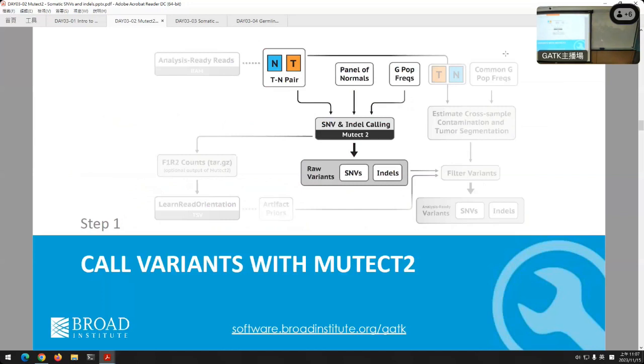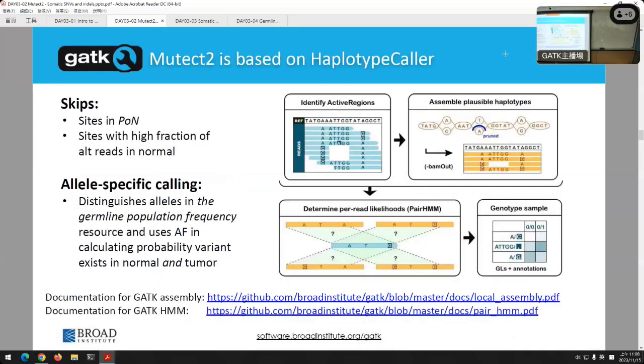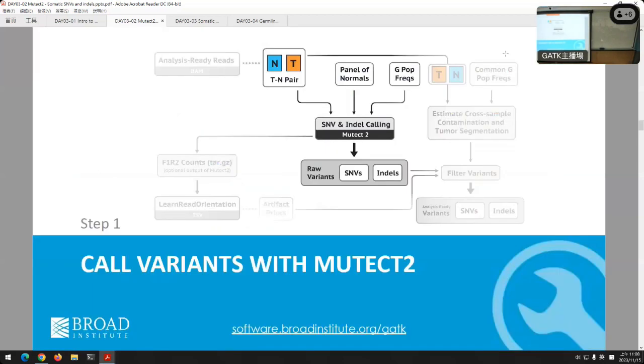So we've got our tumor normal pairs, our panel of normals, our population frequencies. We go into MuTect, we call some variants. What now? From that point, we move on to our filtering steps. We have several of those. There's a nice little box that says filter variants. It's a tiny box, but it does a lot, and we'll talk about it in detail. But let's go into a little more detail on what's happening inside of MuTect2.